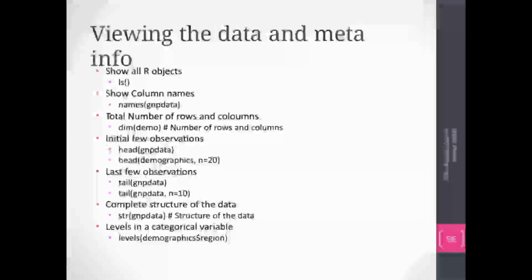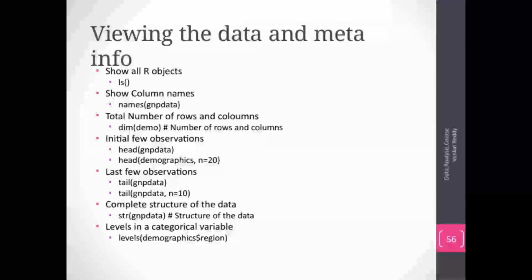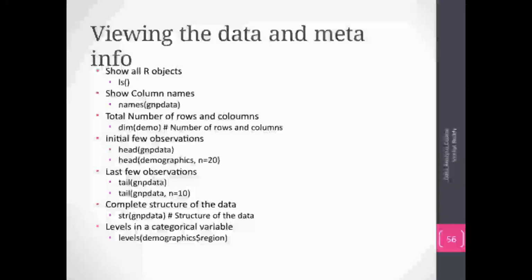When we want to understand the structure of our data, the names function helps us identify the column names in the GNP data dataset. Next, to see the overall size of our dataset, we use dim, which gives us the number of rows and columns, crucial for understanding the scale of our data. To get a quick preview of the actual data, the head function shows us the first few observations, and here I've included both GNP data and the first 20 rows of demographics to compare.